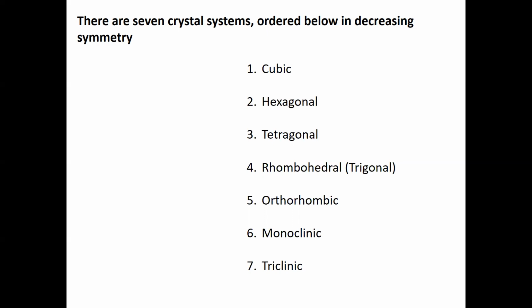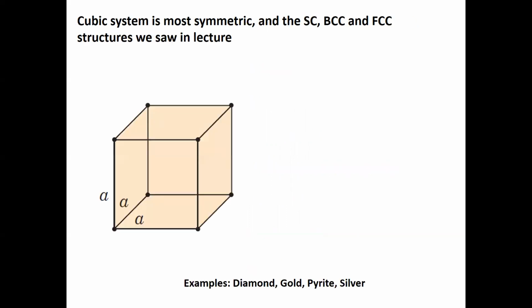And then you go beyond, and as those a, b, c keep changing in relationship to each other, and alpha, beta, gamma keep changing in relation to each other, you get tetragonal, rhombohedral, which is also called trigonal, orthorhombic, monoclinic, and triclinic, right? So in general, there is a decreasing amount of symmetry as a, b, c and alpha, beta, gamma are changing in relationship to each other for these different crystal systems, right?